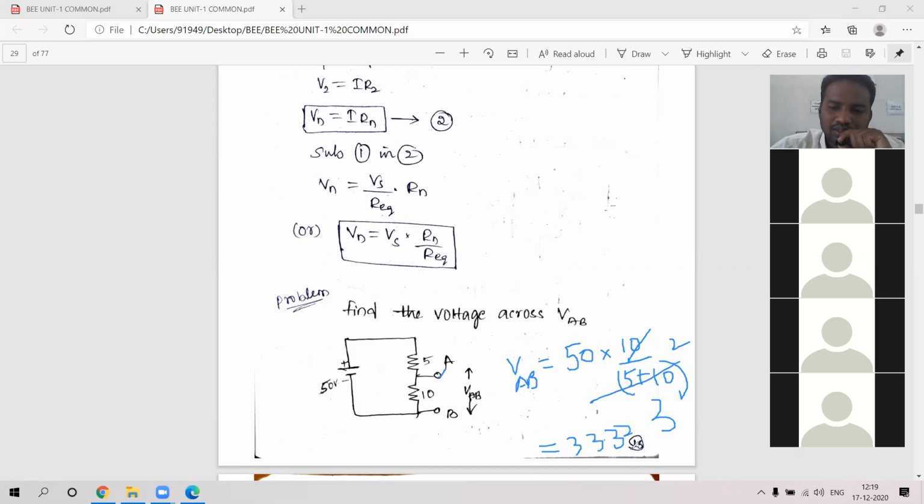33.33 volts. This is the voltage across the particular resistor, that is VAB. 33 is there, so how much is the remaining voltage? The remaining voltage is 16.666. It will be across the 5 ohm resistor, because the total voltage will be consumed by those two resistors only, no? So the remaining voltage will be at the 5 ohm resistor.